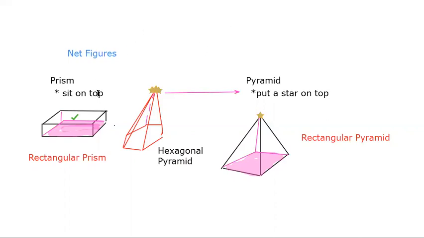So let's look at some net figures, and I specifically want to look at the net figure of this rectangular prism. So I'm going to get rid of my hexagonal pyramid out here in the middle.